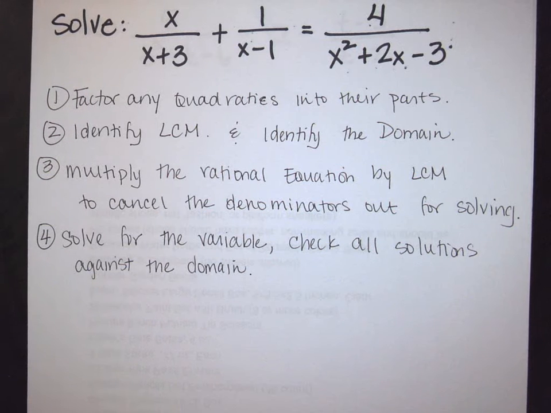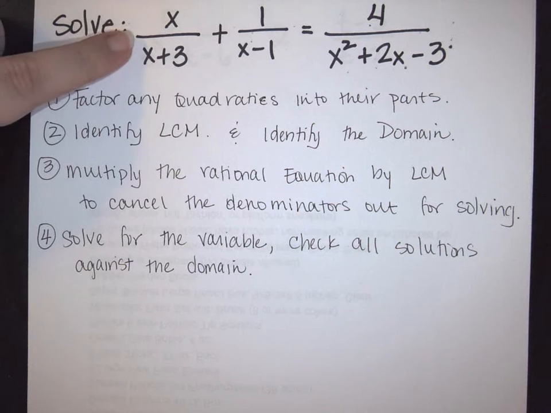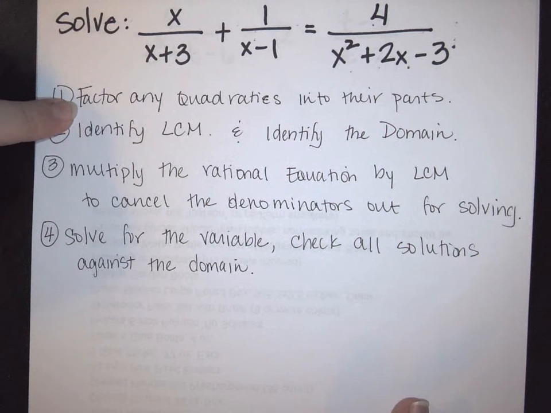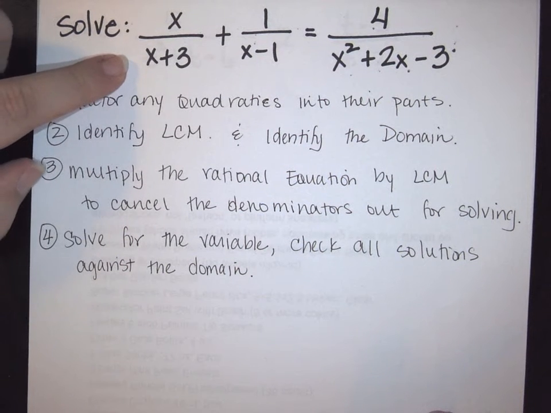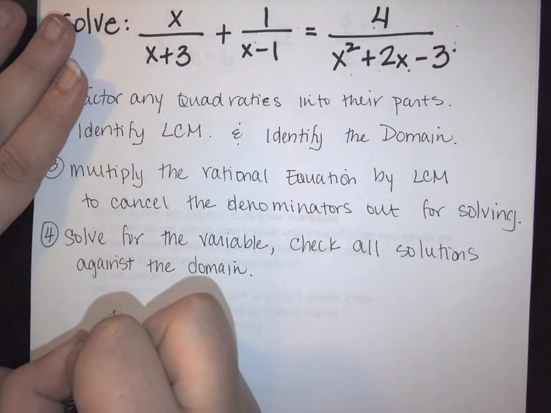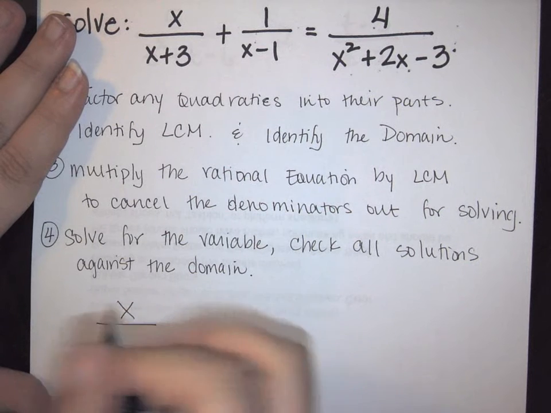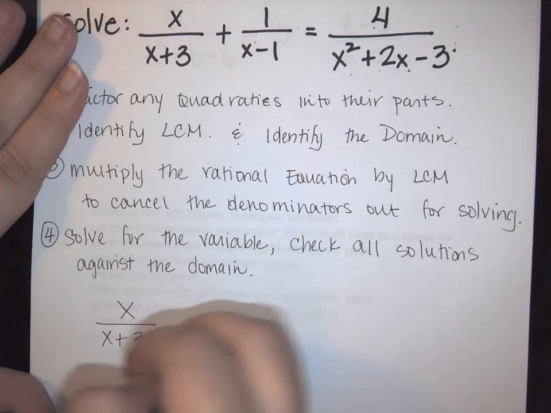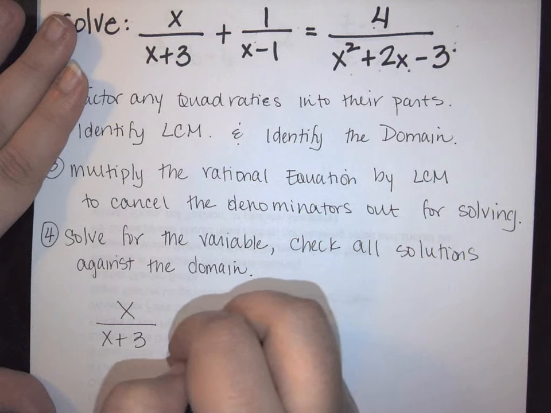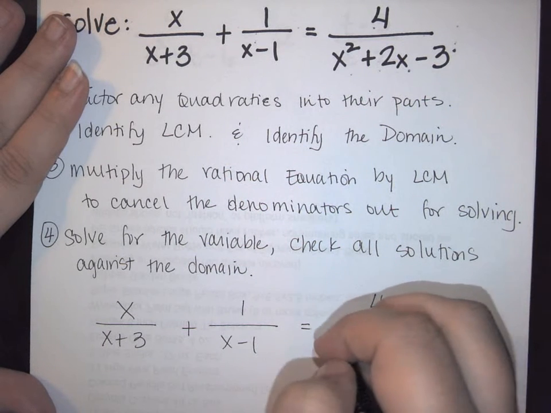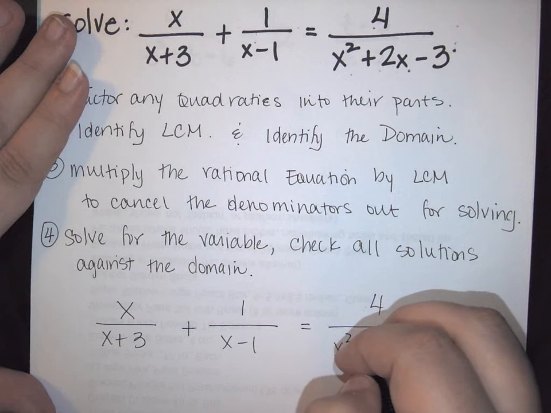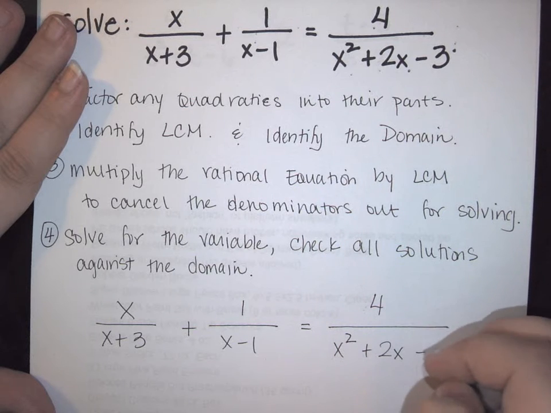Okay, so those are the steps that you are going to follow in order to make this work. So let's go ahead and take a look. The first step was to factor any quadratics down into their parts. So we have this problem here where we've got x over x plus 3, and then we're going to add that to 1 over x minus 1, and we're saying this equals 4 over x squared plus 2x minus 3.